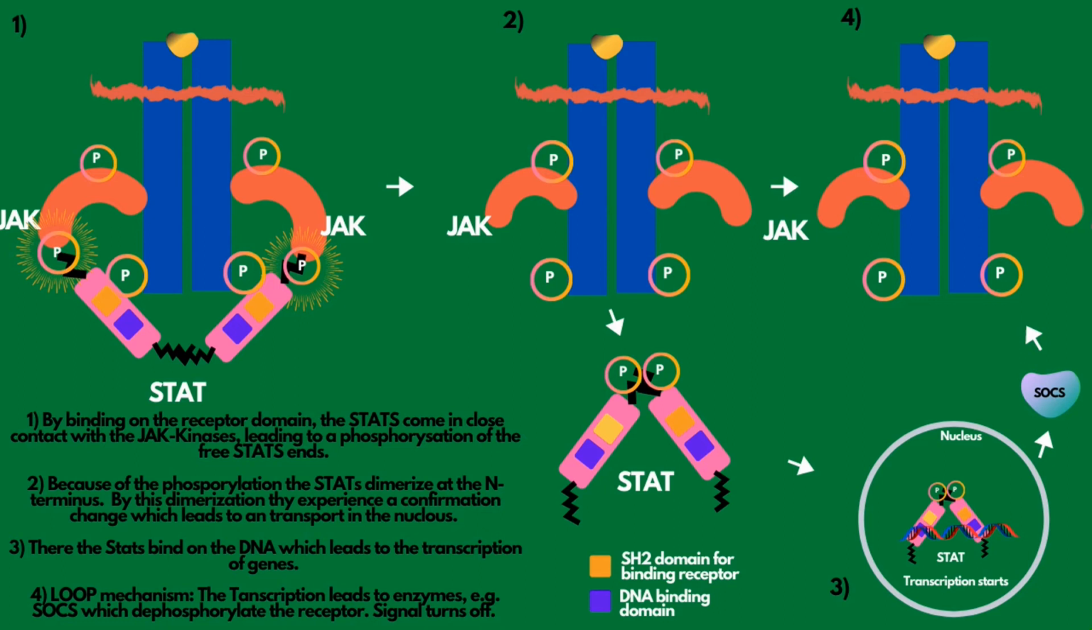We have a loop mechanism here. The transcription of those genes leads to the production of an enzyme, the SOCS enzyme, which dephosphorylates the receptor here, resulting in a turnoff of the signal.